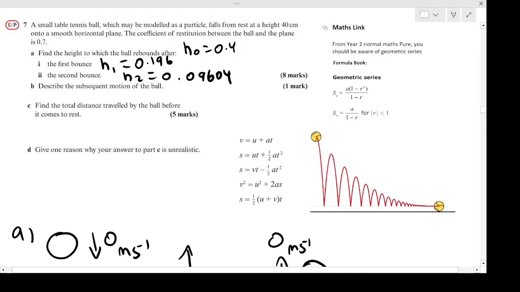Okay, and then it says in part B, find the total distance travelled by the ball before it comes to rest. Now, I'm actually going to do that after part C, because I think you'll understand it more after we look at part C.